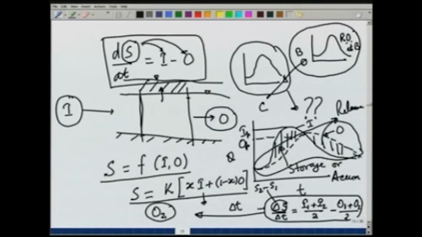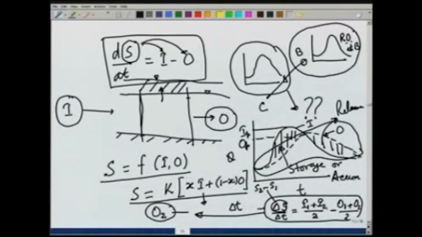So, O1, I1 will be known. Condition at the end of the time step, the input would be known, because the inflow hydrograph is known to us. So, I would be known at both I1 and I2. So, O2 will be the only unknown which we can solve from this equation.